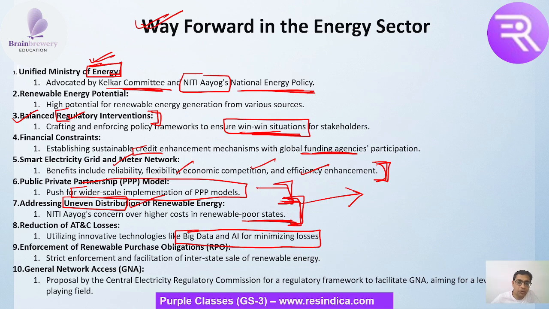Then enforce renewable purchase obligation. Make every distribution company focus on buying a certain degree of renewable energy. Okay, strict enforcement to facilitate interstate sale of renewable energy should happen. Then general network access, which has been proposed by the Central Electricity Regulatory Commission, that we should have general network access at all levels in order to create a level playing field for everybody, so that there are no issues related to price discrepancies at various places. So these are some of the important points that you can put regarding the energy sector.